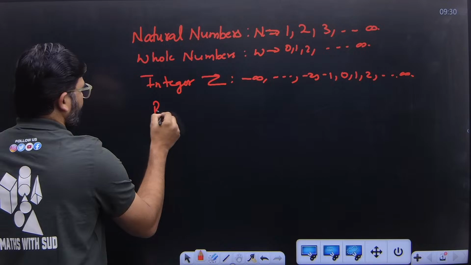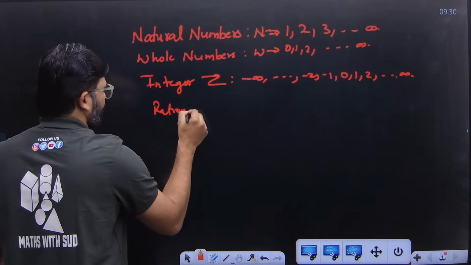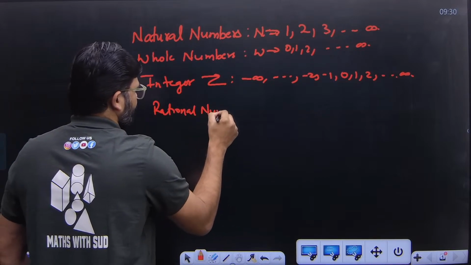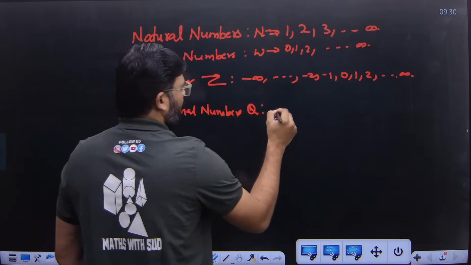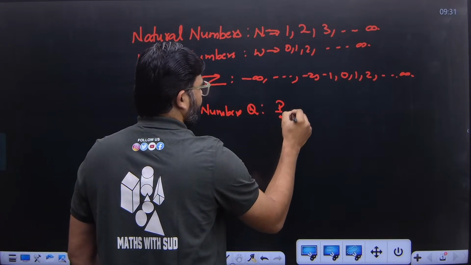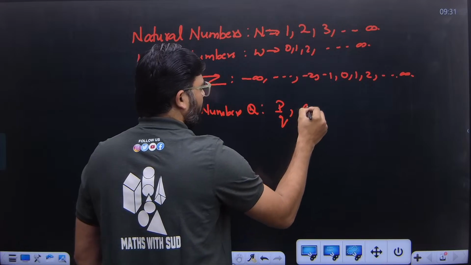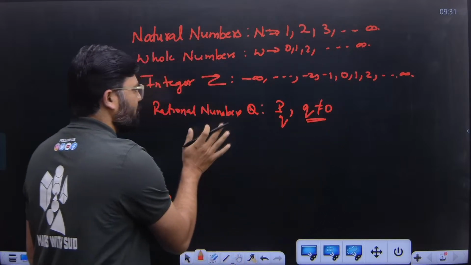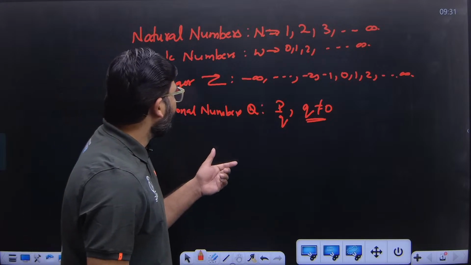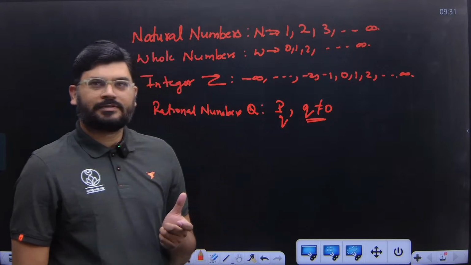And then comes the rational numbers, which we used q. And I said any numbers which can be written in the form of p by q, where q is not equal to 0, are known as rational numbers. So we were discussing this part, rational numbers.